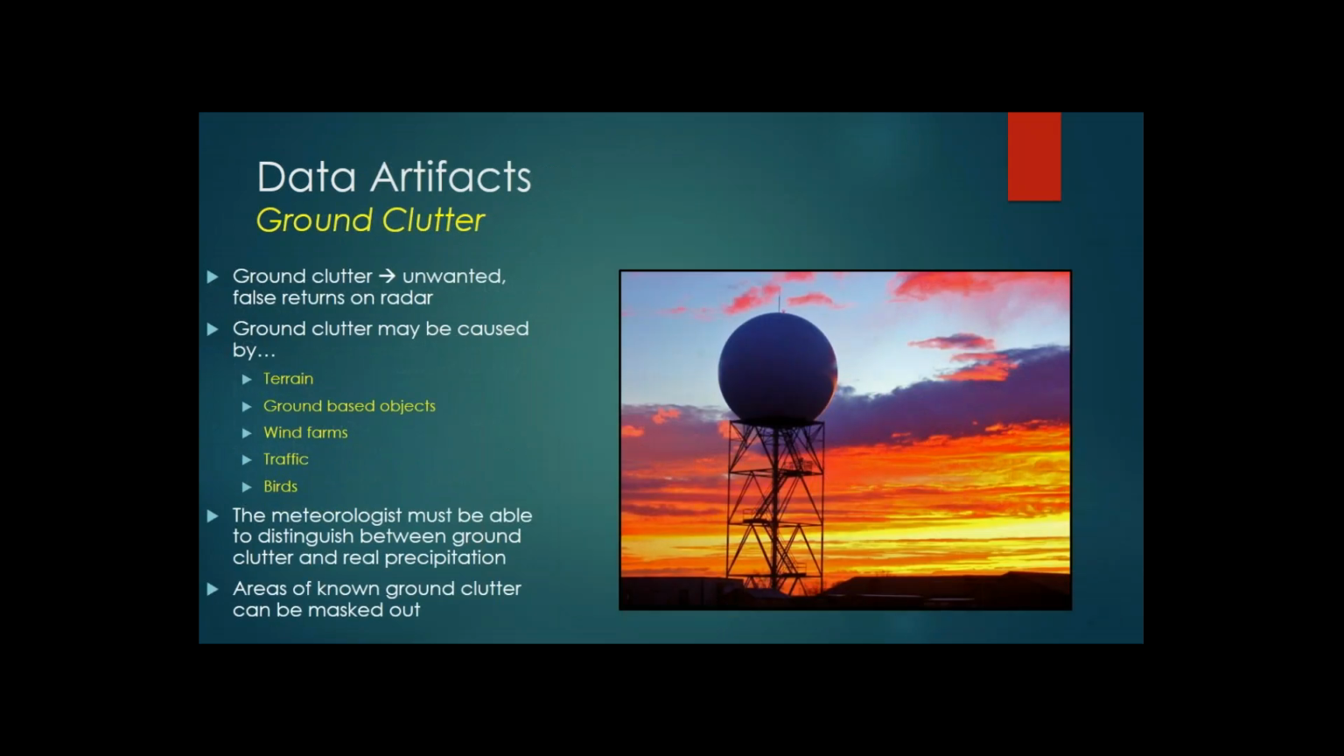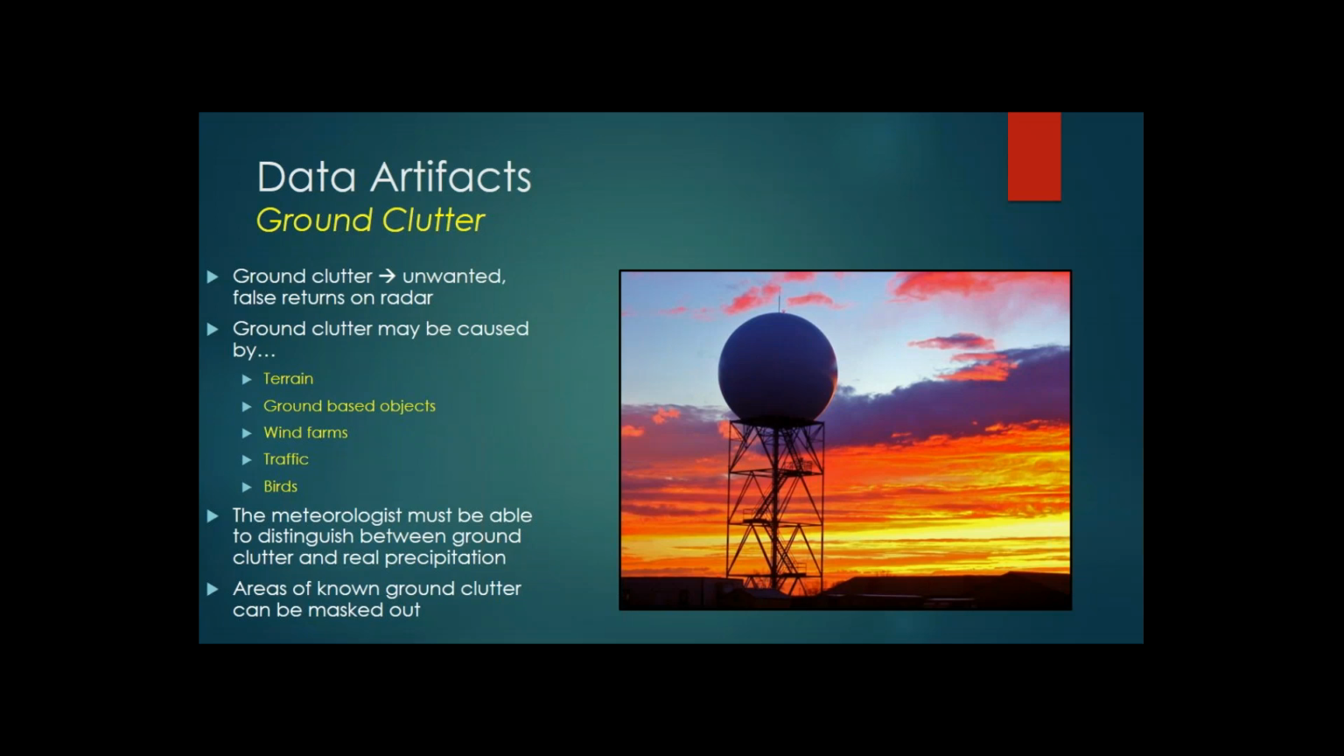We also have a lot of things called data artifacts, or what we often call ground clutter. It's unwanted false returns on radar. It's not precipitation, it's just stuff out there that's interfering with the radar, and it usually shows up more frequently on the 1/2 degree scans because remember, those are the closest to the ground.